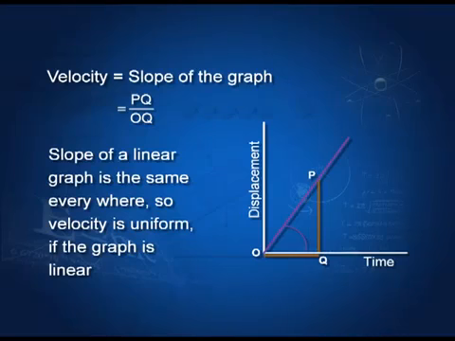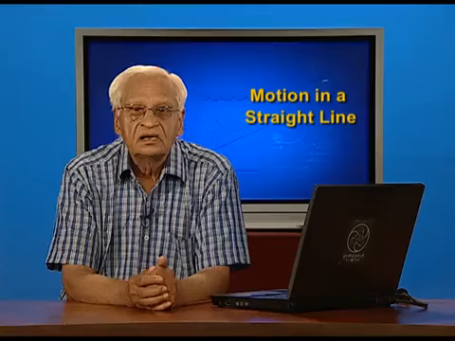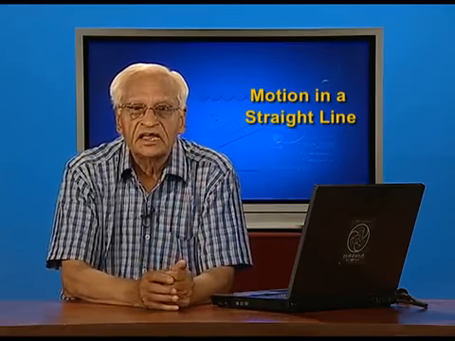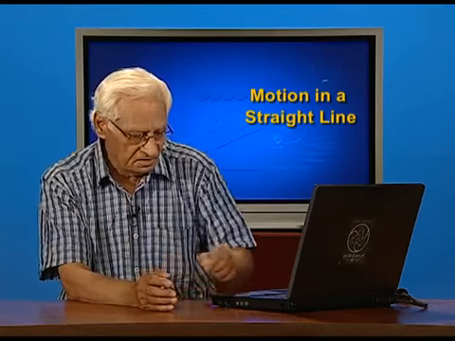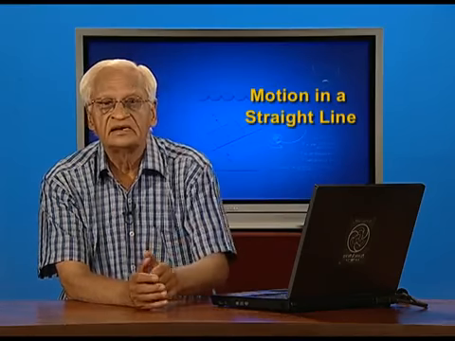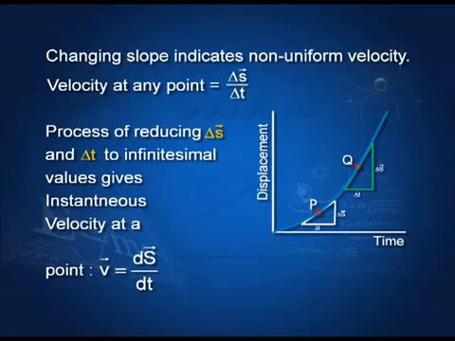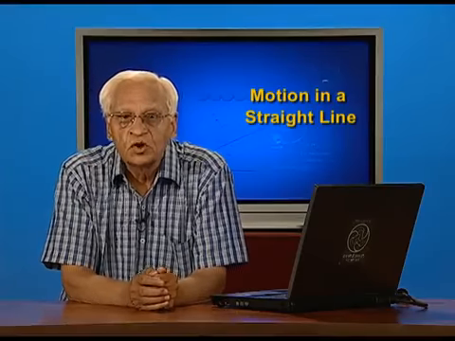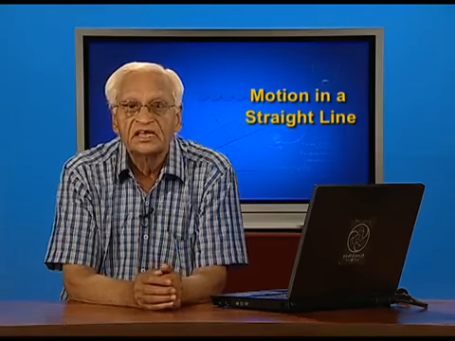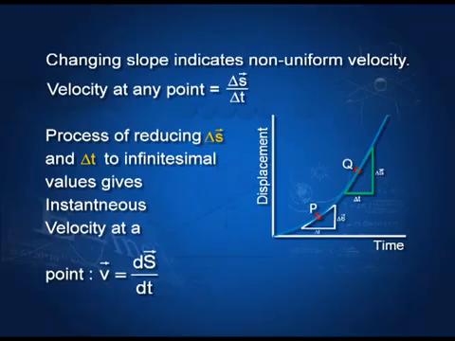velocity is uniform. However, if the graph is not linear as shown here, then the velocity at a point like P, for example, is found by the slope at P, that is delta S by delta t. At the point Q, the slope is found again by delta S by delta t, and you can see that the slopes at these 2 points are different. This means that the velocity is changing, it is not constant.